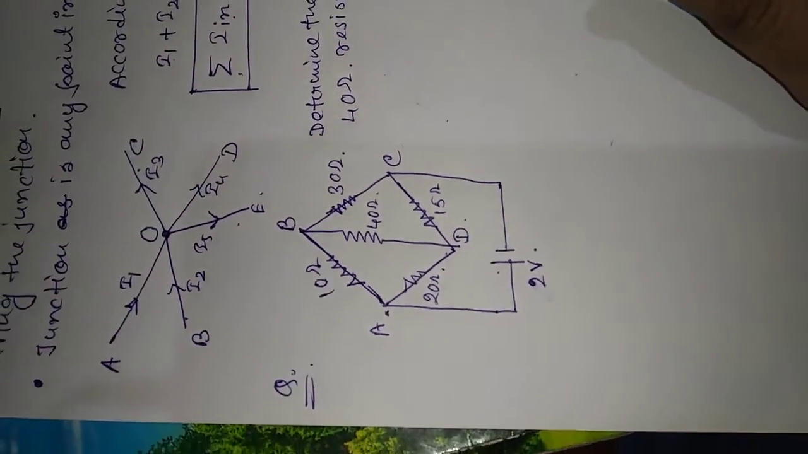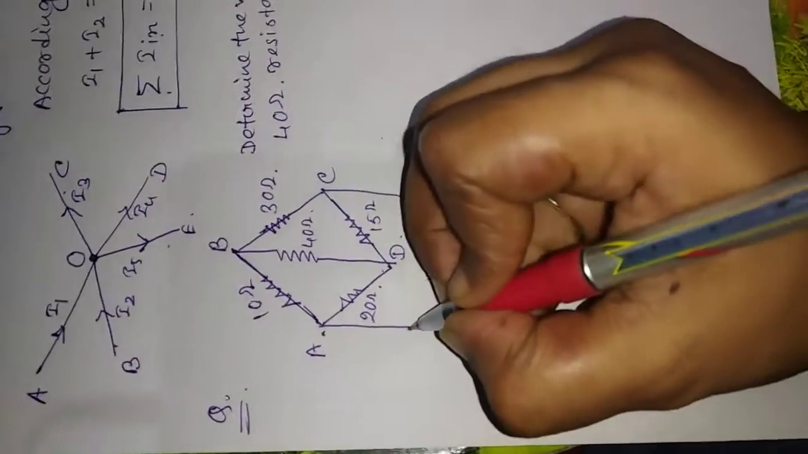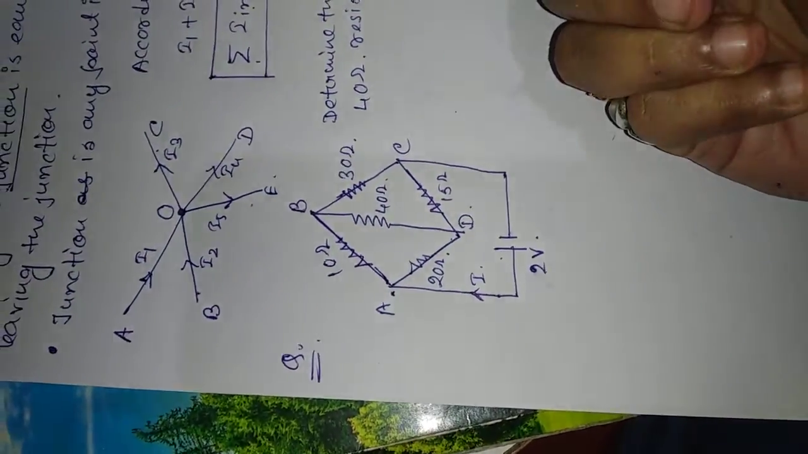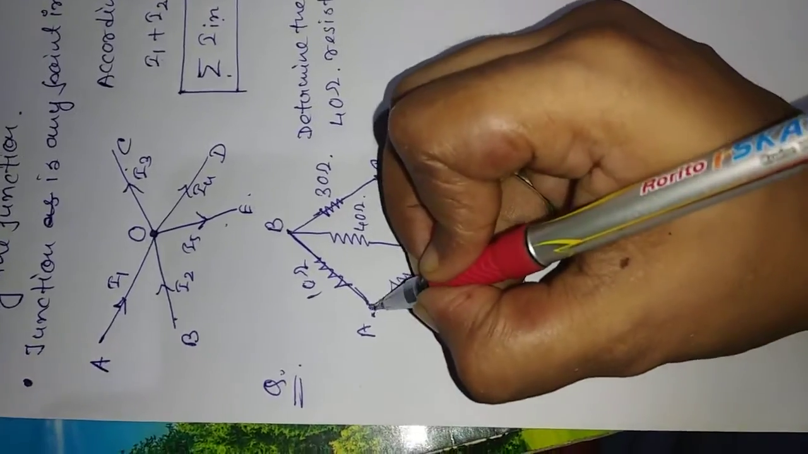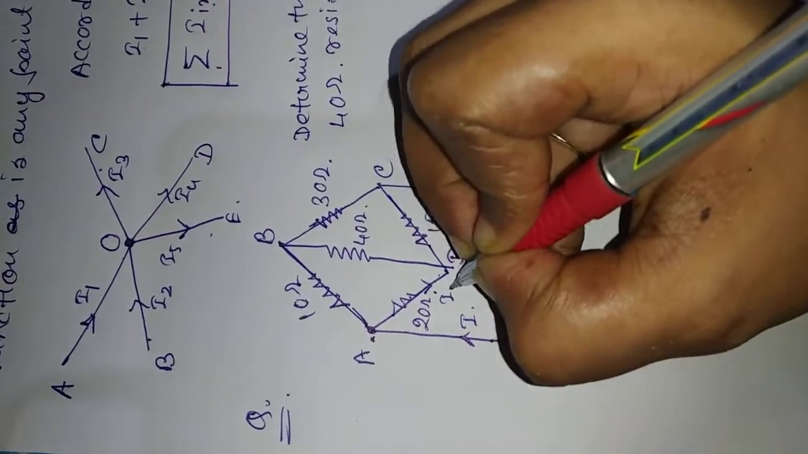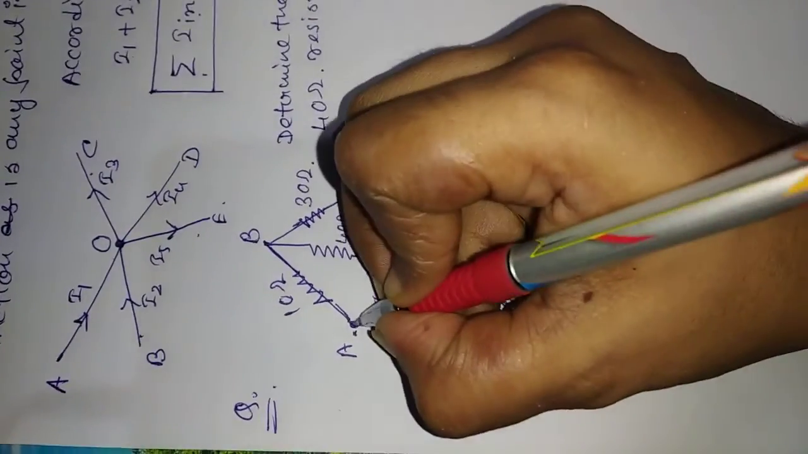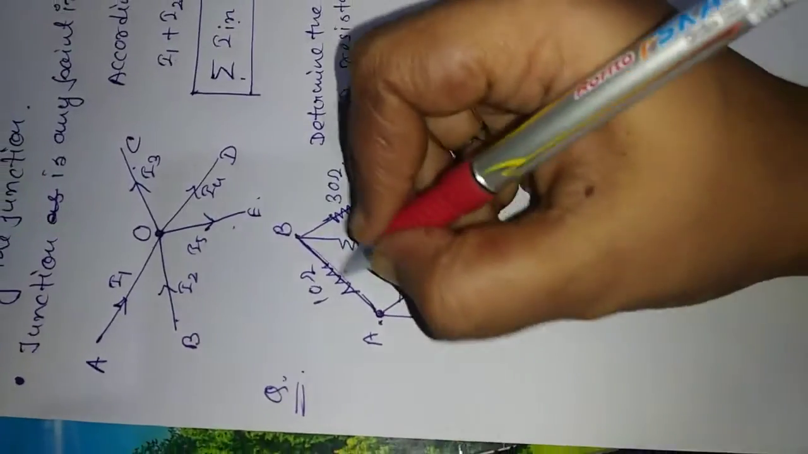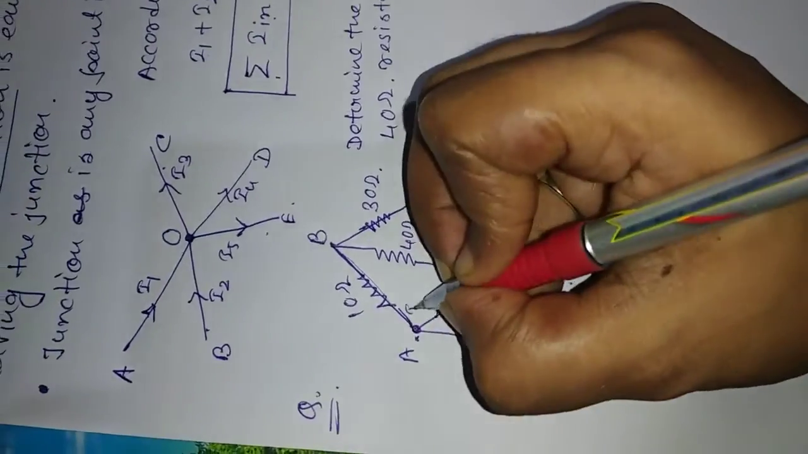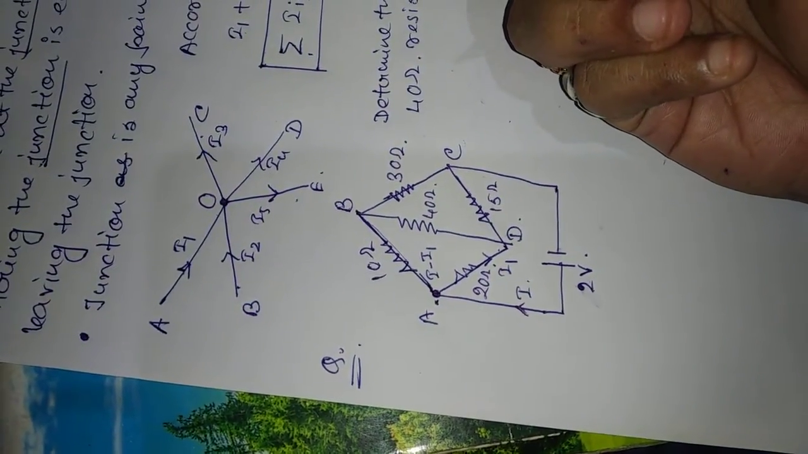How can we apply it? Suppose this is the current I passing through this. Clear? When it comes through here, the current I1 will be there, right? Through this junction, the total current is I, so here it will be I minus I1, right?